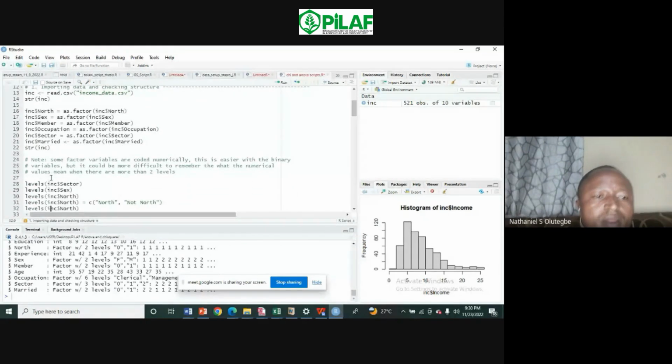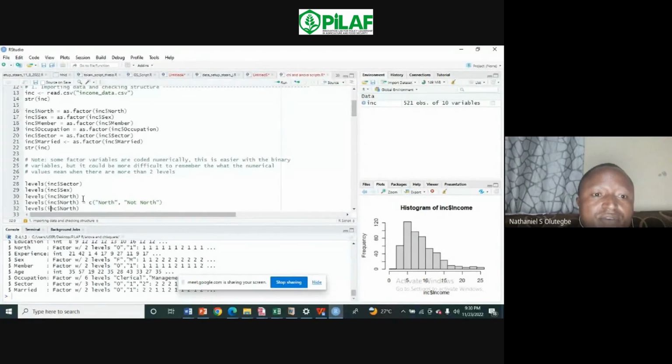Now, we should also note that some factor variables are coded numerically, and this is easier to see with binary variables. For example, with sex here, once you have 1 2 1 2 1 2, you know female is 1 and male is 2 based on this structure. And for married, you know that if you are 0, you are unmarried, and if you are 1, you are married.